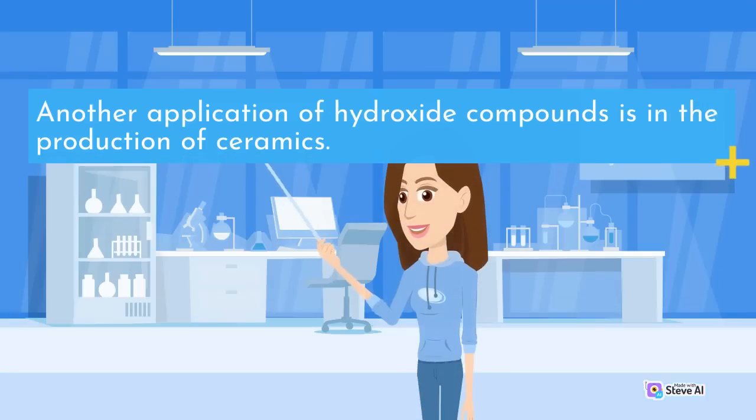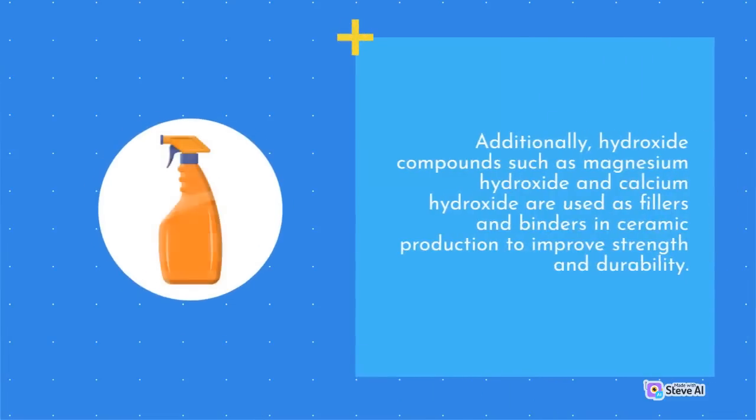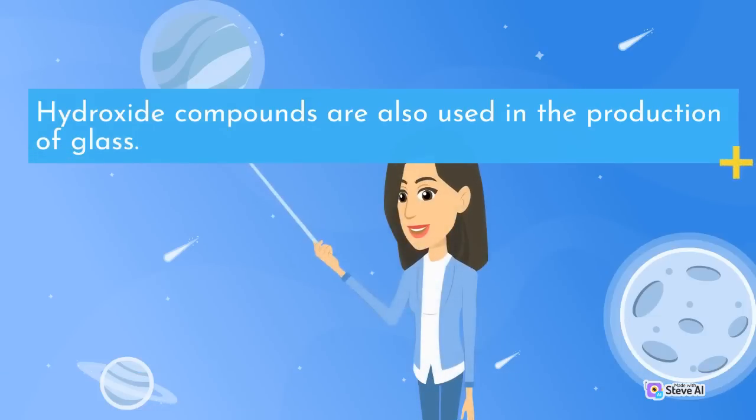Another application of hydroxide compounds is in the production of ceramics. For example, aluminum hydroxide is used as a precursor to produce alumina, a key component in the production of ceramics. Additionally, hydroxide compounds such as magnesium hydroxide and calcium hydroxide are used as fillers and binders in ceramic production to improve strength and durability. Hydroxide compounds are also used in the production of glass.